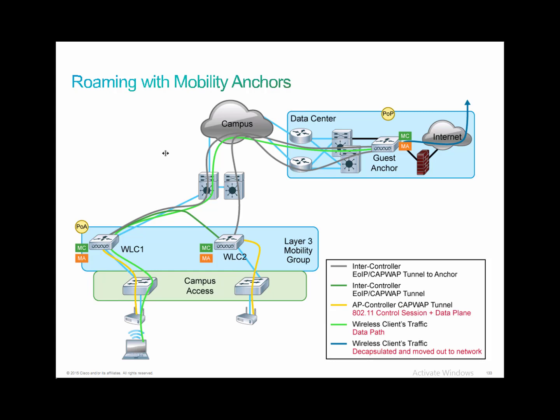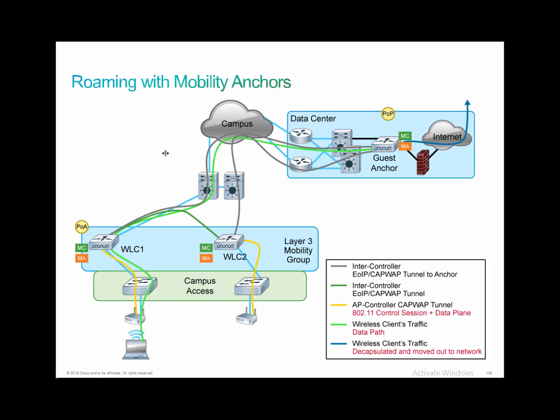The guest anchor becomes the point of presence, and the guest will stay static at that point of presence. It doesn't matter if they move from controller 1 to controller 2 to controller 3. They're always going to have their traffic sent back to the guest anchor controller. The guest, once they're authenticated, probably using WebAuth, is going to have all their traffic de-encapsulated at the anchor controller, where they move out of the network through the firewall and so on.